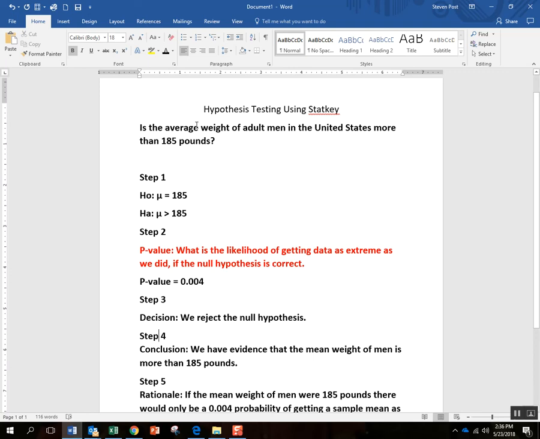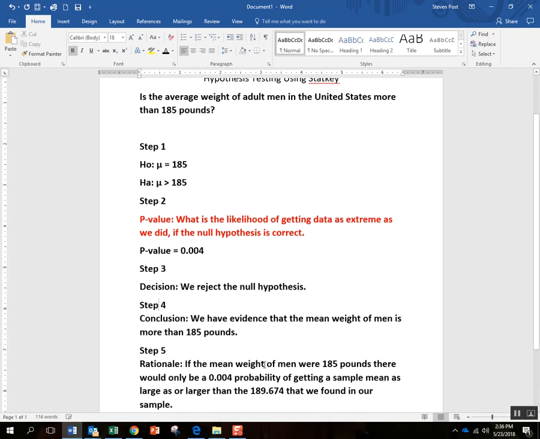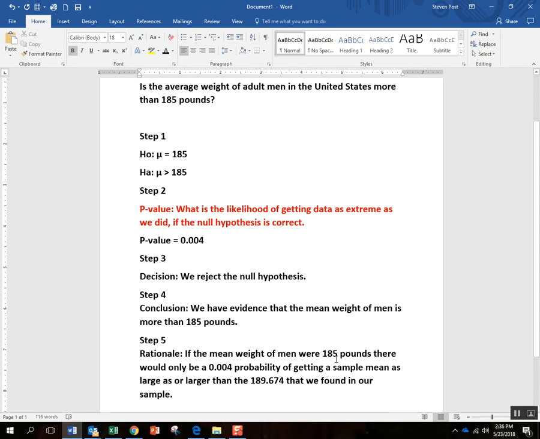So we start with a research question. Set up our two alternatives. It's either equal to 185 or greater than 185. Then we find the p-value, which tells us how surprising the data we actually collected would be if the null hypothesis were correct. And when the answer is very surprising, we say, okay, the null hypothesis is not correct. We have evidence that the alternative is true. Because if the null hypothesis was correct, there would only be that small p-value probability of getting data as extreme as we got.